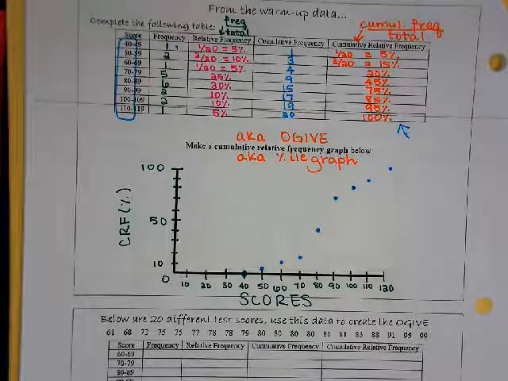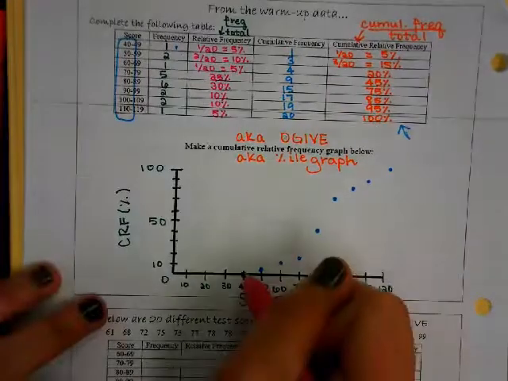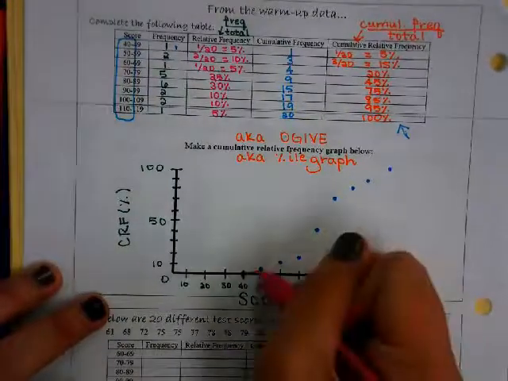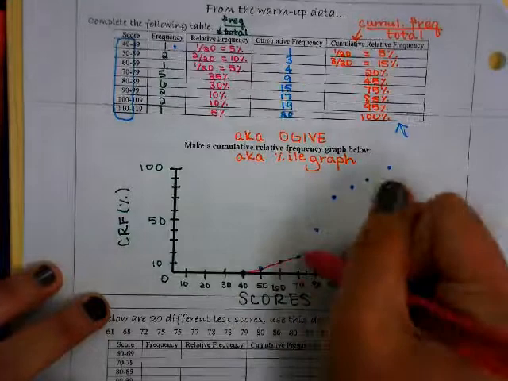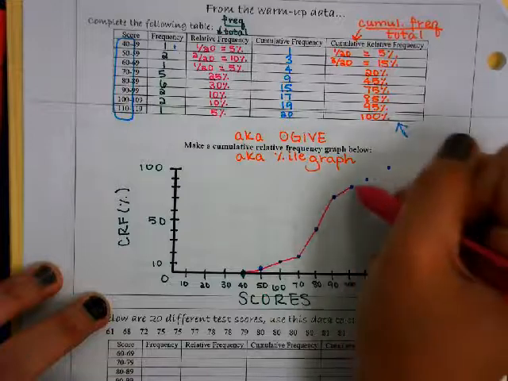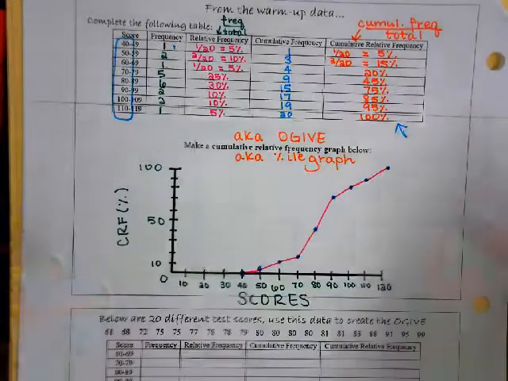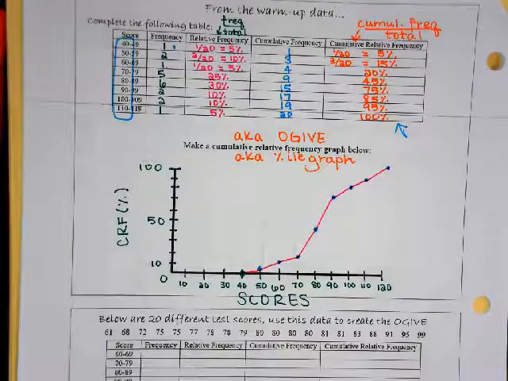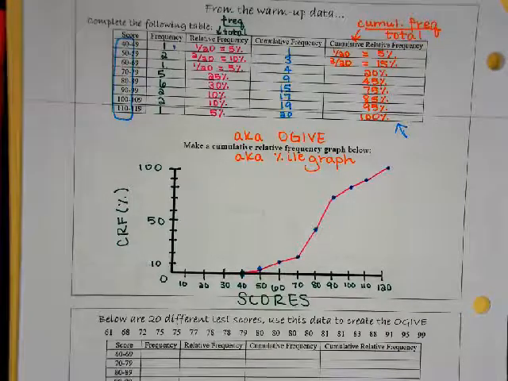And then we connect them. And we connect them with very rigid lines. Not like try to make it nice and continuous like in any other math class. You're really just connecting the dots. Questions so far?